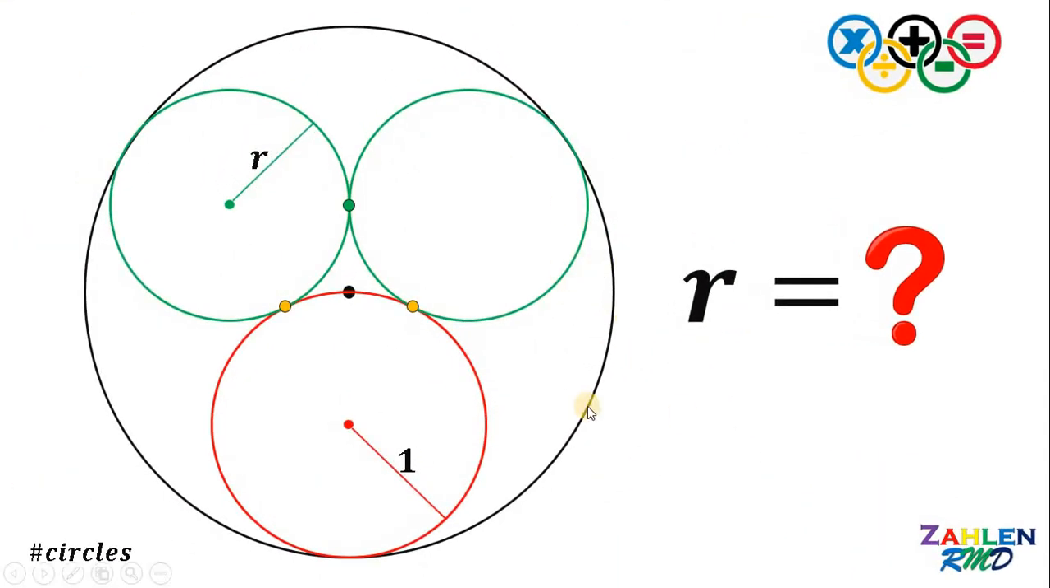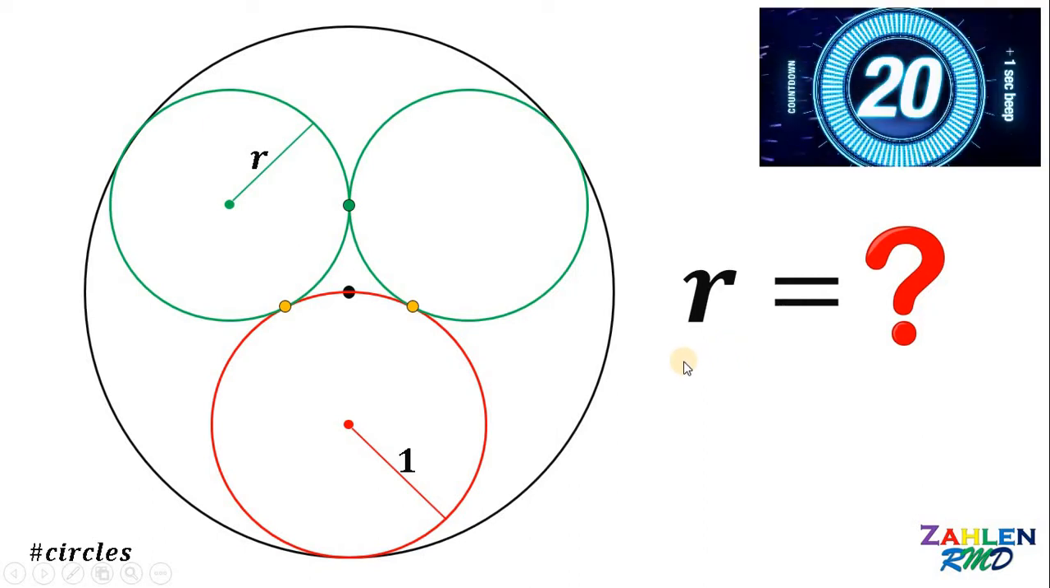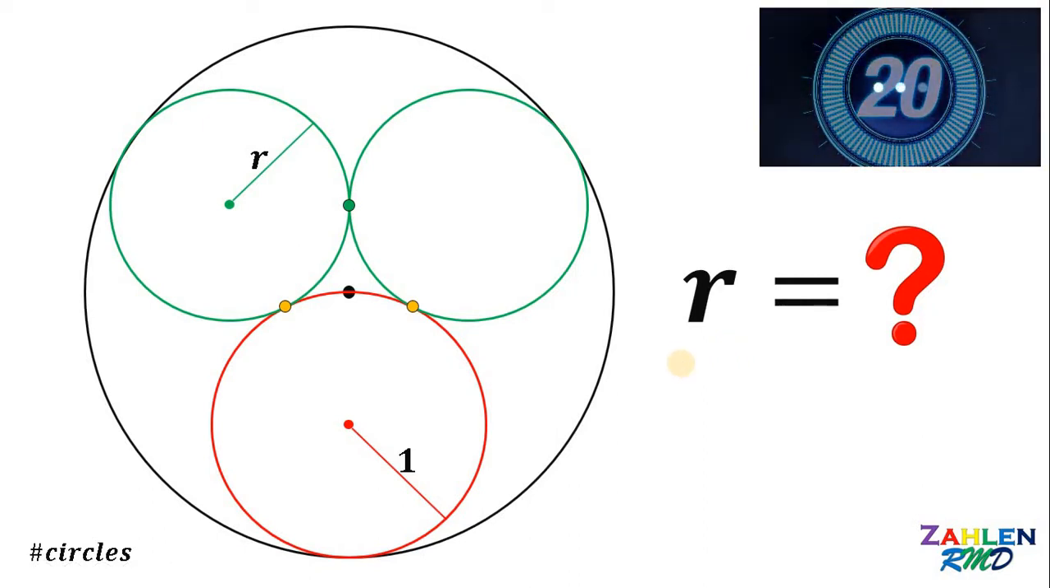Given these four circles, wherein these two green circles are congruent, and the length of the radius of this red circle is 1 unit, then the question is, what is the length of the radius of these green circles? Now, if you want to try this problem, just pause this video. We have 20 seconds. And timer starts now.